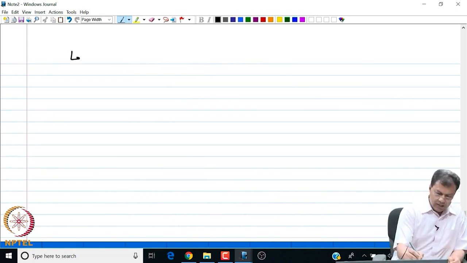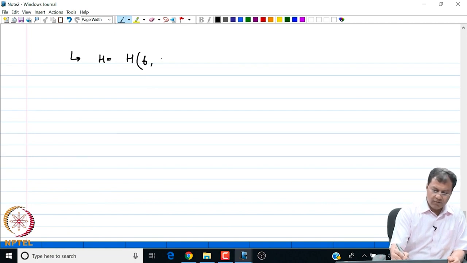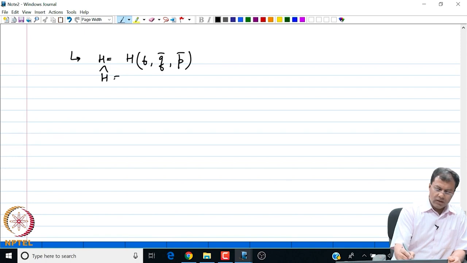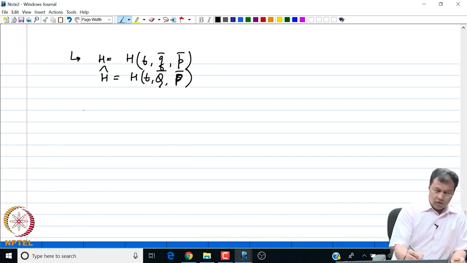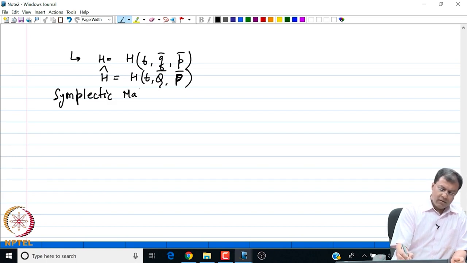Here note that my H, the original Hamiltonian system, was a function of the variables small q, small p, and my new Hamiltonian system is a function of capital Q and capital P. So, that is the definition of symplectic maps. Note that symplectic maps are also known as canonical transformations.